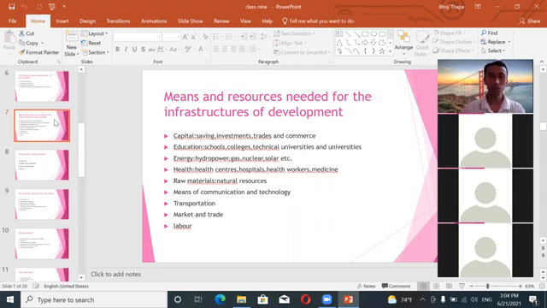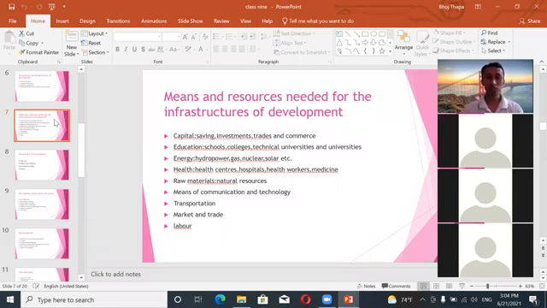I won't describe these things here in detail; it is not necessary for you now. So keep in mind that these are the primary resources: human resources, natural resources, and similarly financial resources, money. But here there are also other things. Let's see, what are these? These are the resources needed for the infrastructure of development.